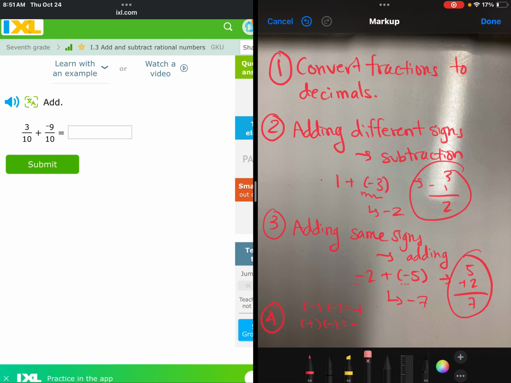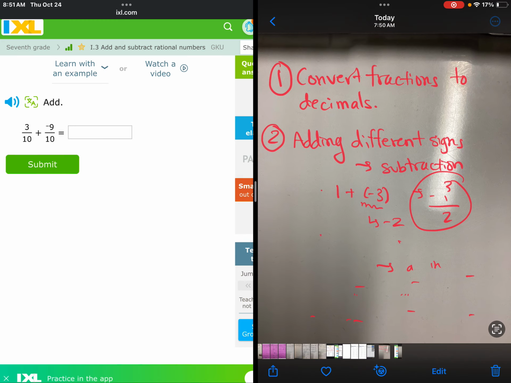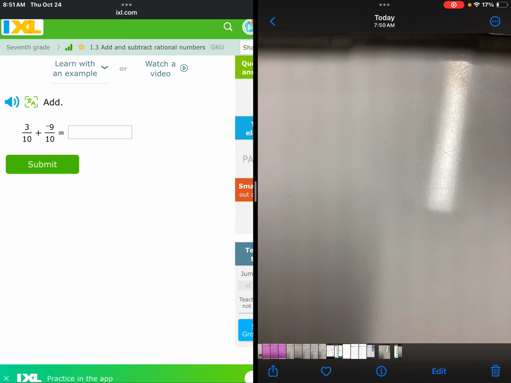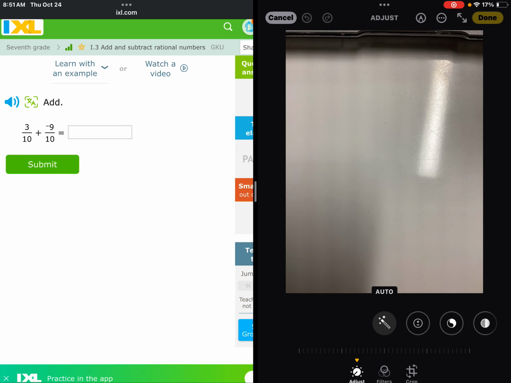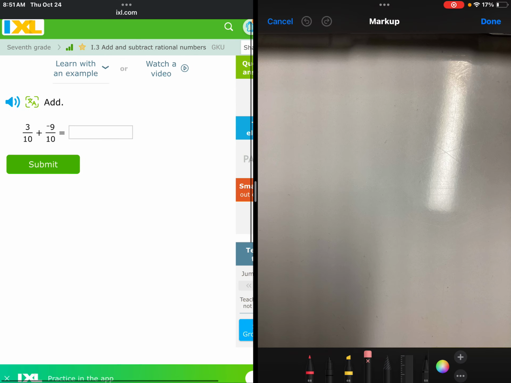I'm gonna go ahead and erase everything and we can start doing this, okay? All right, so I'm gonna take a look at the first problem on the right. I'm gonna just revert everything. There we go. Here we go. All right. Okay, so the first one over here on my left says add 3 tenths plus negative 9 tenths, okay? They're both fractions, so I'm gonna convert both those fractions to decimal, okay? So here we go. So we got 3 tenths plus a negative 9 tenths.